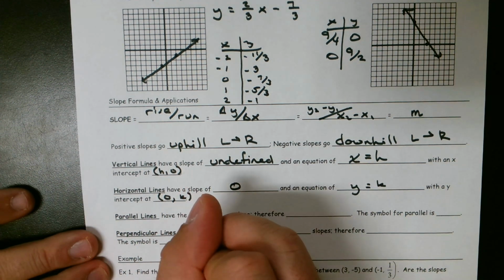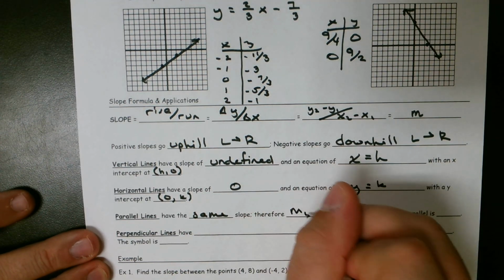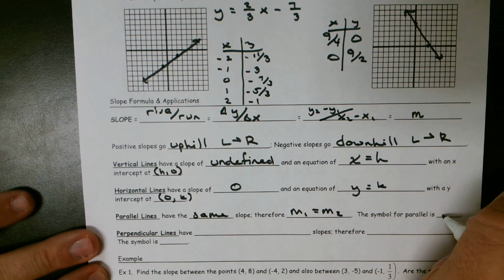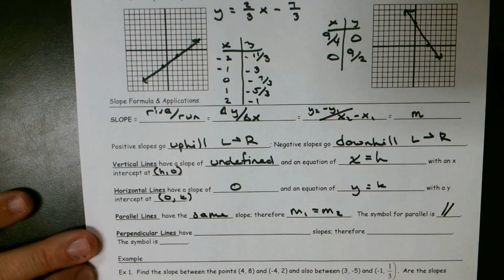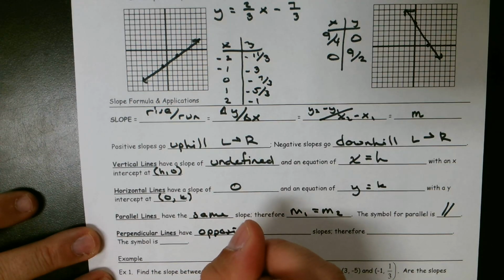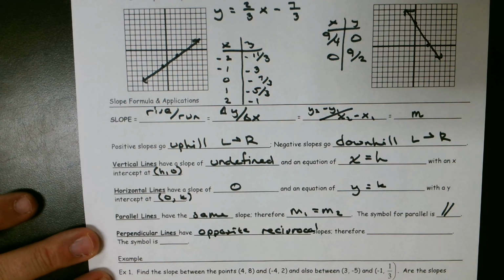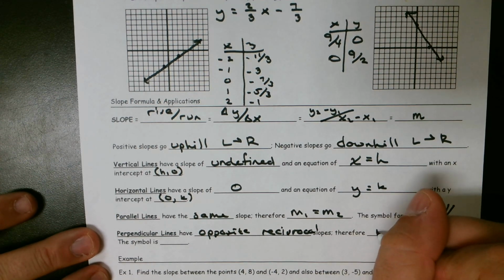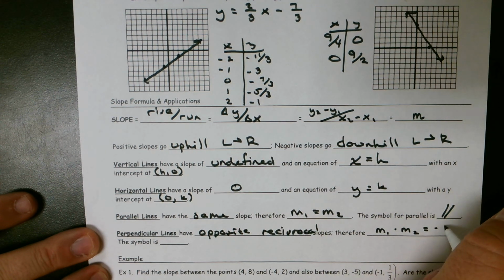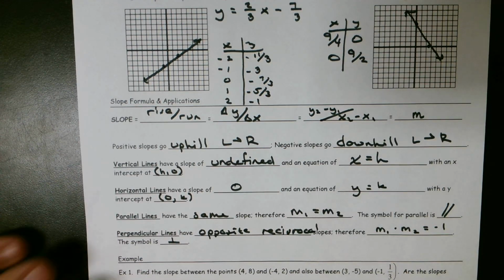Parallel lines have the same slope. Therefore, the slope of line 1 is equal to the slope of line 2. That's the symbol for parallel. You may have seen this in a couple different ways, but it means two lines that are parallel to each other. Perpendicular lines have opposite reciprocal slopes. Therefore, the slope of line 1 times the slope of line 2 should give you -1. And that symbol is this upside down looking T.